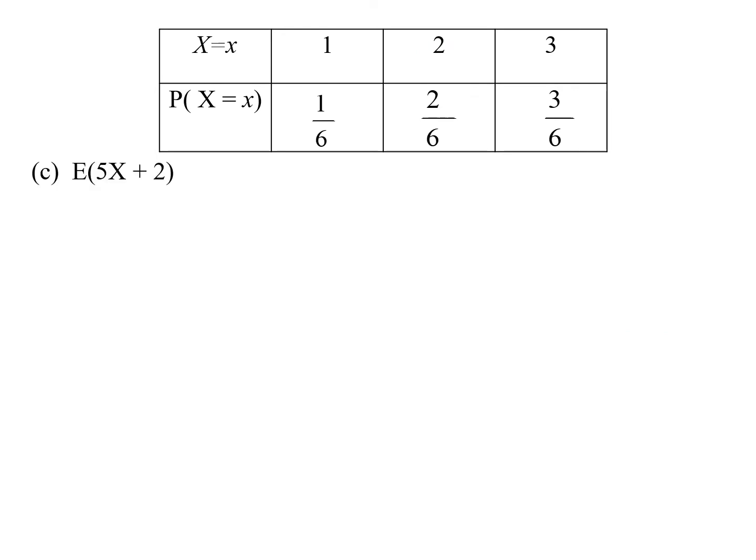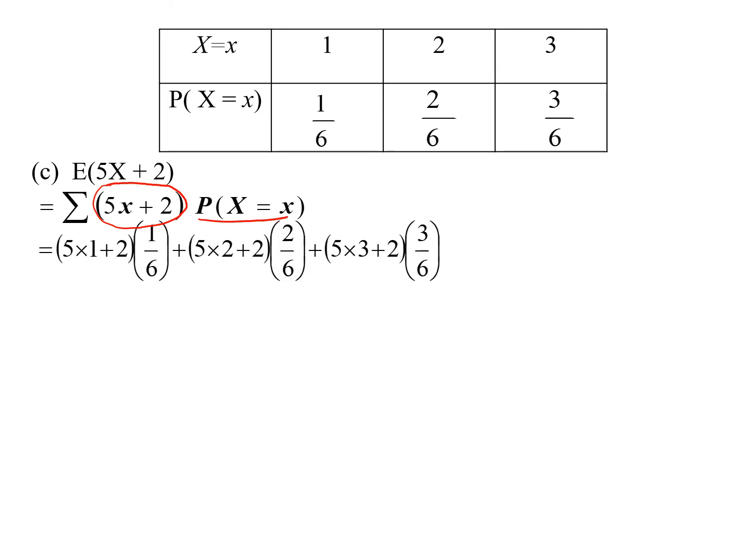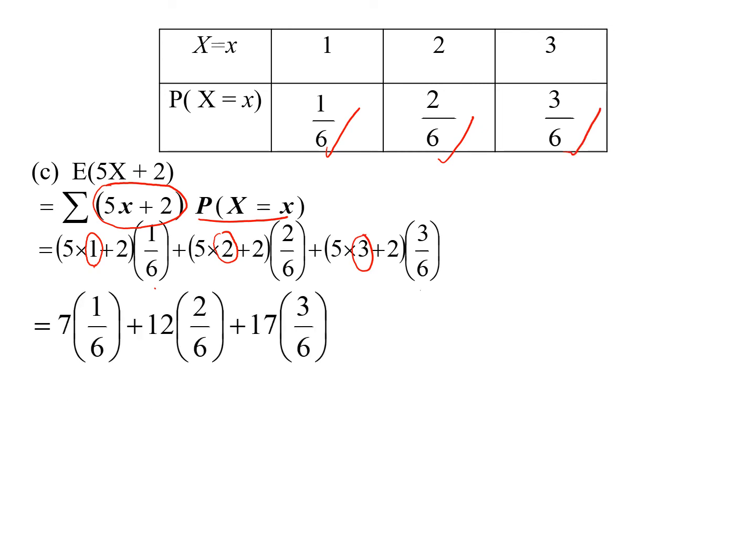Next, for E(5X plus 2), we can use the formula, that is the summation of (5x plus 2) times the probability. 5x plus 2 when x equals 1 times the probability, that is 1/6 for the first term. 5x plus 2 when x equals 2, our probability is 2/6. Then 5x plus 2 when x equals 3, our probability is 3/6. Then our final answer will become 41/3.